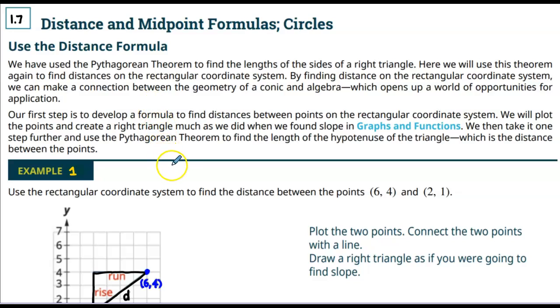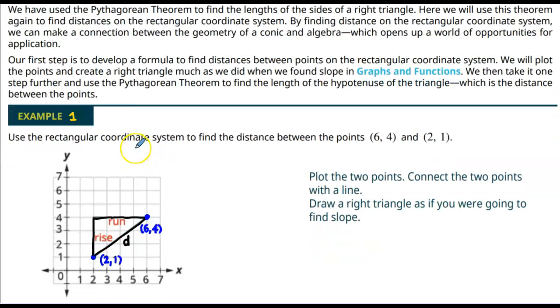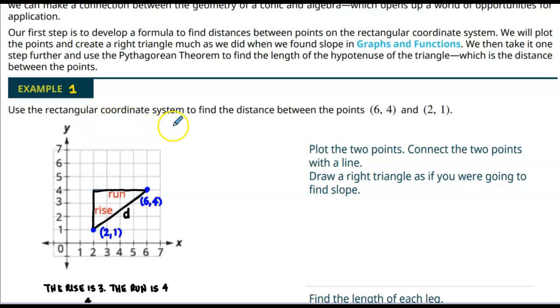Our first step is to develop a formula to find the distances between points on the rectangular coordinate system. We will plot the points and create a right triangle, much as we did when we found slope in graphs and functions. Then we take it one step further and use the Pythagorean theorem to find the length of the hypotenuse of the triangle, which is the distance between the points. Let's take a look at example number 1. We're going to use the rectangular coordinate system to find the distance between the points (6, 4) and (2, 1).